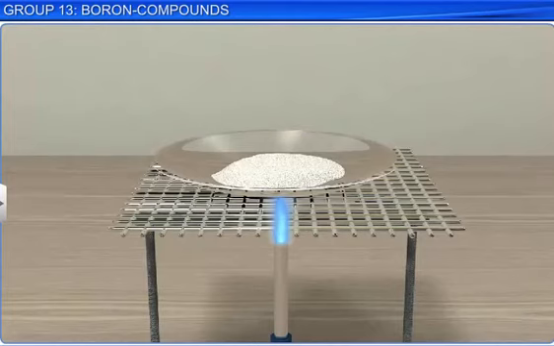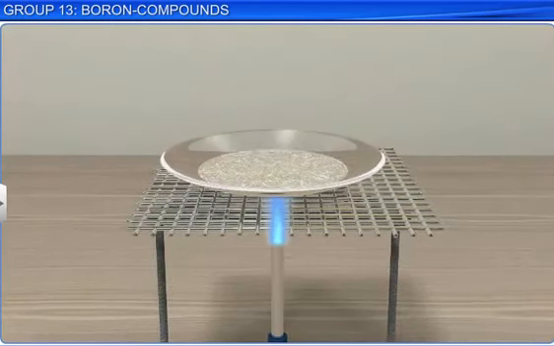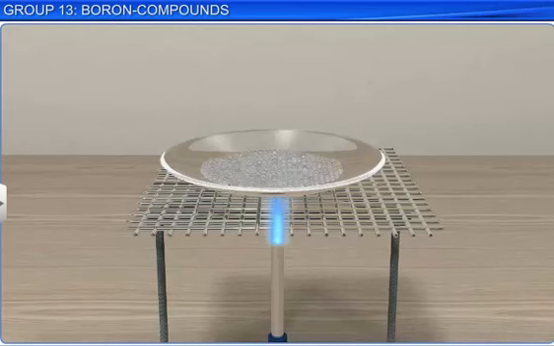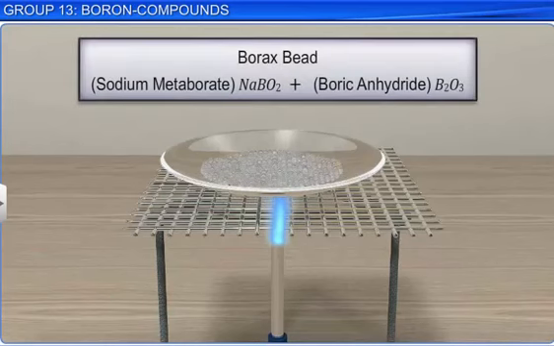When the anhydrous sodium tetraborate is further heated, it becomes a transparent liquid. When solidified, this is referred to as borax bead, which contains sodium metaborate NaBO2 and boric anhydride B2O3.